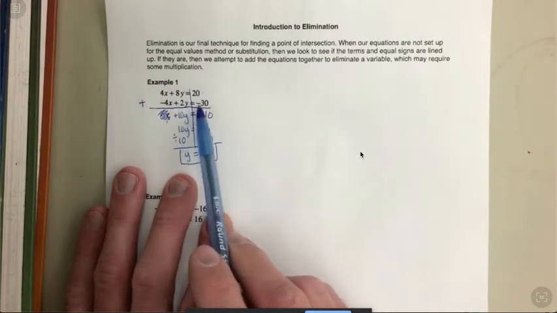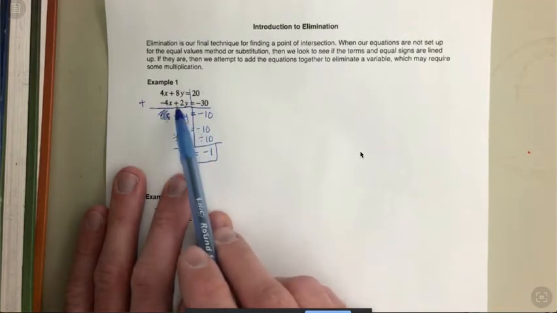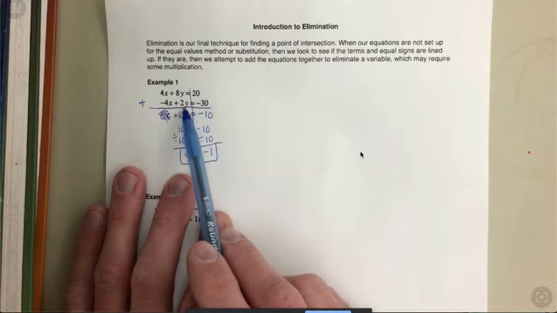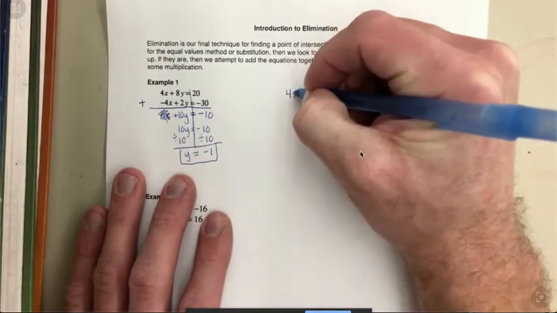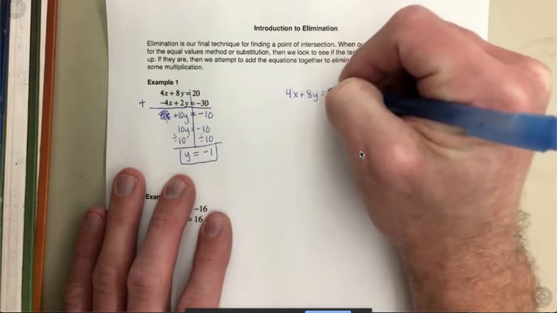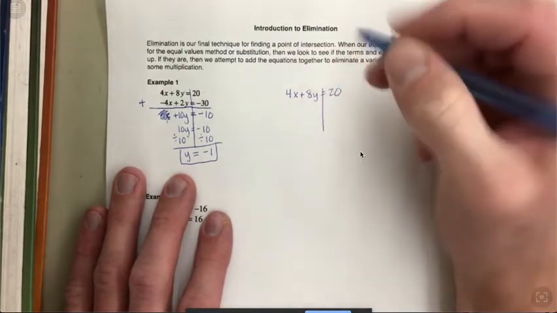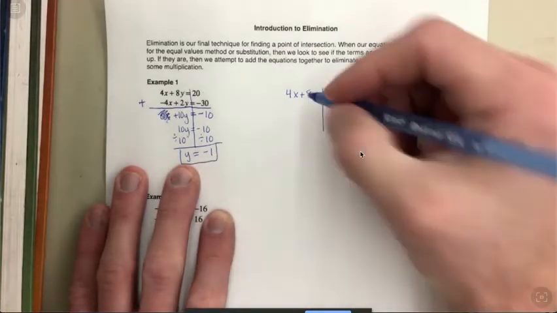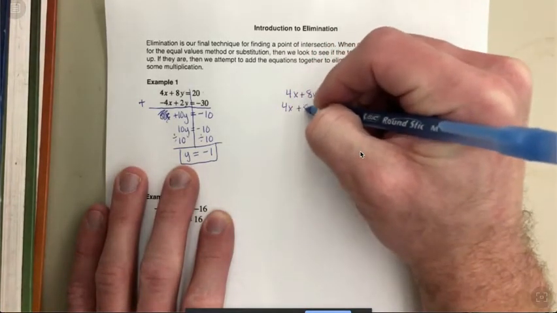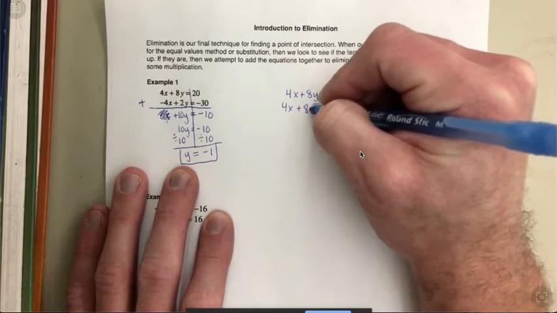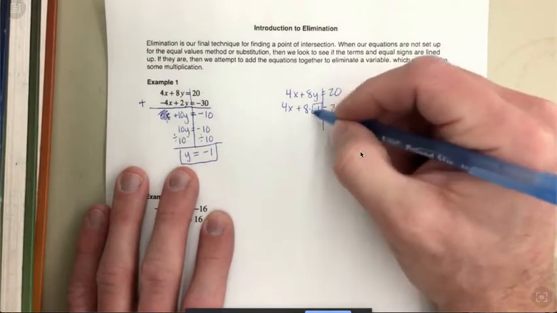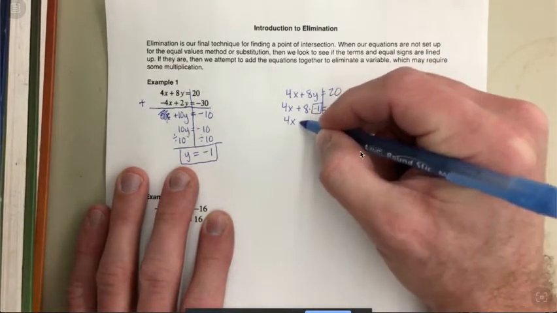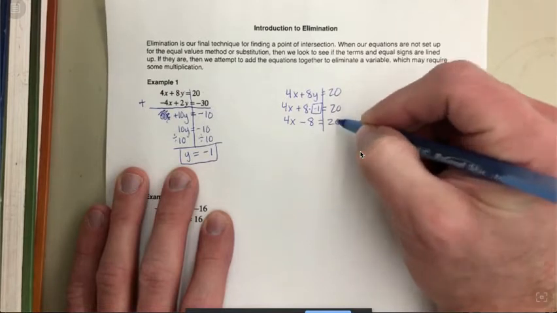So if I go back, I need to use an original equation to find x, but notice how these are kind of messy. So it doesn't matter which of the two I take. I'm just going to use the top one because it's all positives. So if I take 4x plus 8y equals 20, well, I now know that y is negative 1. So just like normal, I'm going to replace y with negative 1. And so now 8 times negative 1, I have 4x minus 8 equals 20.